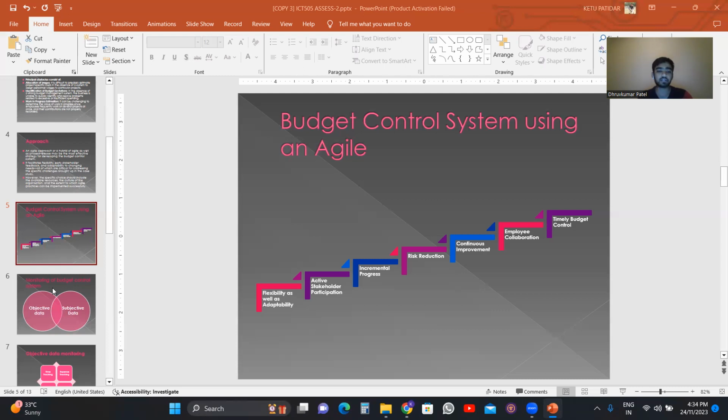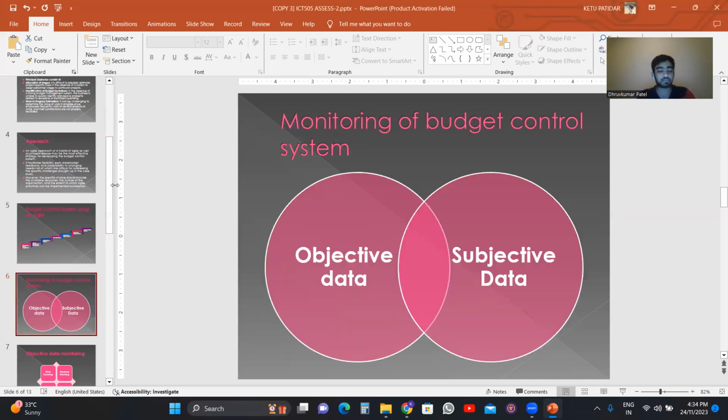Agile's iterative structure and frequent releases make it easier for the business to swiftly put budget control measures in place and deal with overspending or underspending. And in the second slide, I talk about the monitoring of the budget control system. And first, I talk about objective data monitoring.